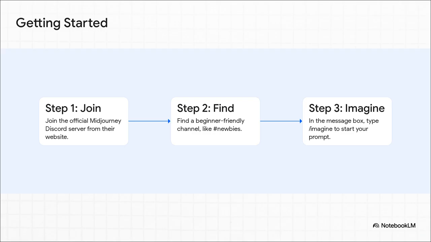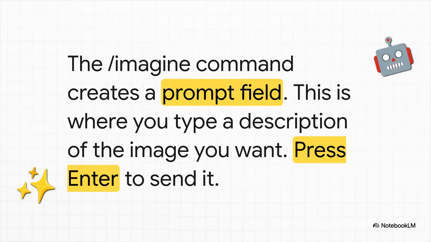That's it. The second you type /imagine, a little box labeled prompt is going to pop up. And that's your canvas. You type your description right in there, hit enter, and then just watch. Give it about a minute, and you'll see 4 totally unique versions of your idea appear right there in the chat.